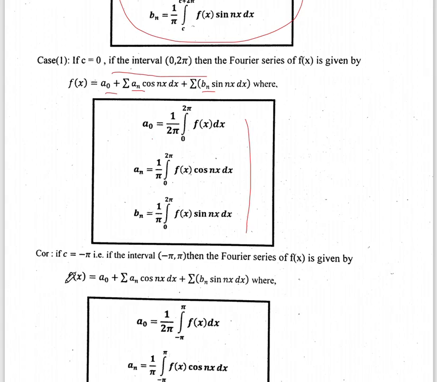Case number 2: if c equals minus pi, then the above interval becomes minus pi to pi.